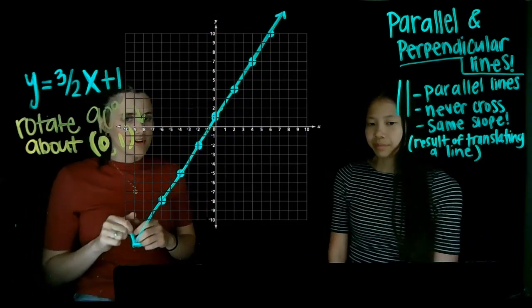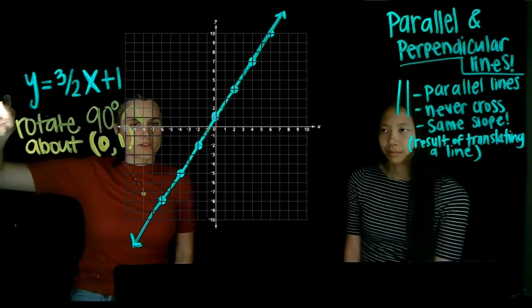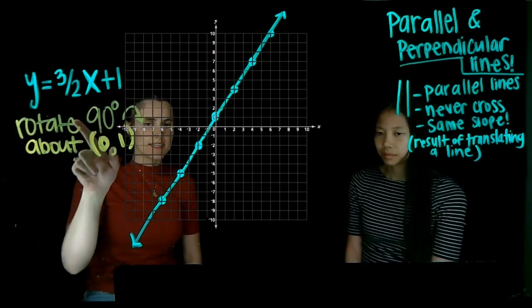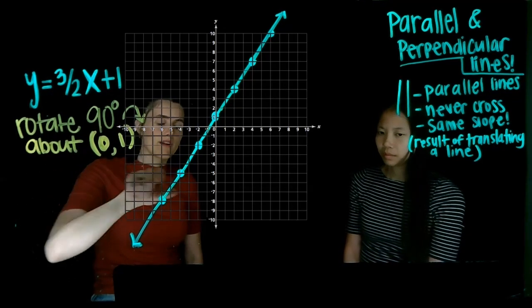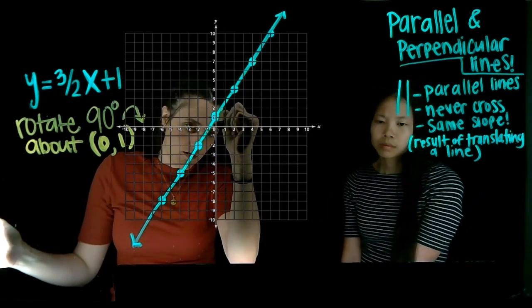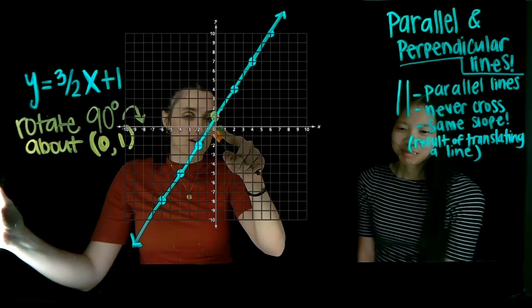All right, so now we are going to take a look at this line here, y equals 3 over 2 x plus 1. It's graphed right here for us, and we want to rotate this line 90 degrees clockwise. That's what this little arrow means, about the point (0, 1). And what that means is we're going to look for the point (0, 1), which is our y-intercept right here. It's over 0, up 1. We want to rotate it about this point. So this point is going to be the center of our rotation, okay?